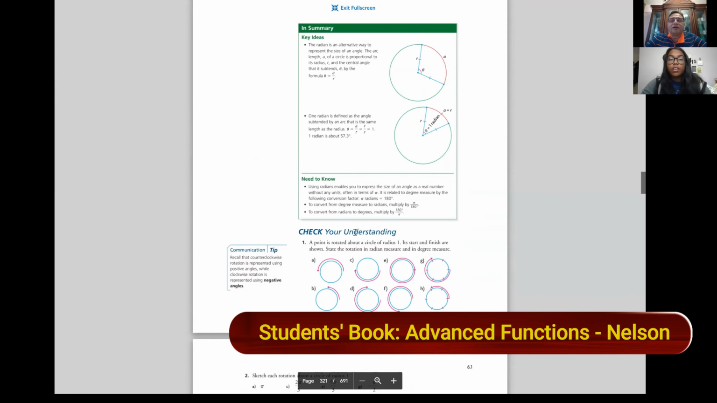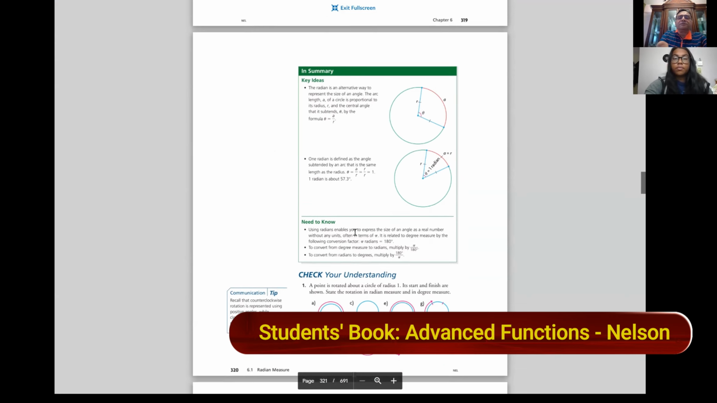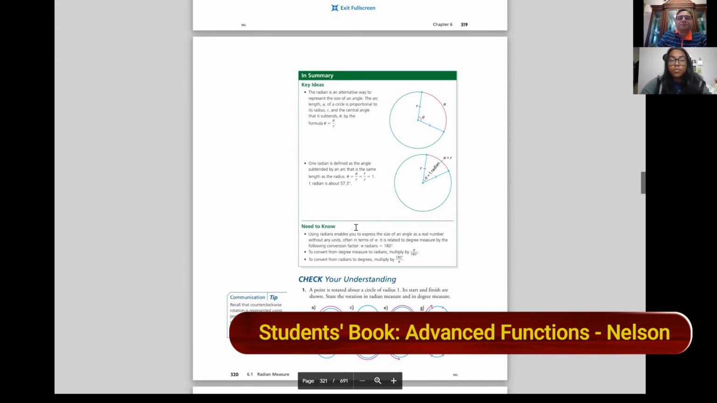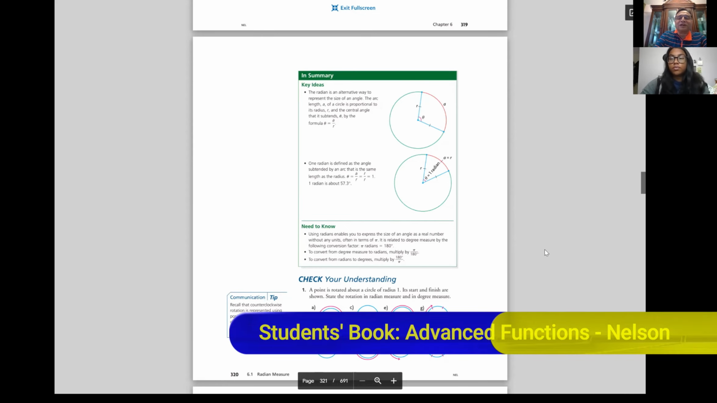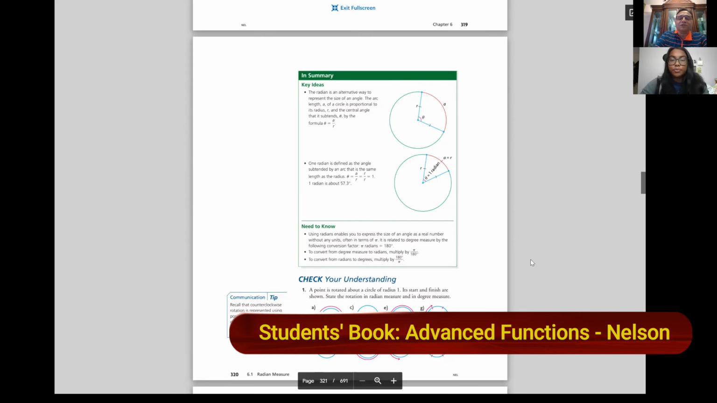Here's a summary. The summary gives you the formula theta equals a over r, correct? And then 1 radian is what? When the radius is equal to the arc length. Do you see that part? So we did all that.